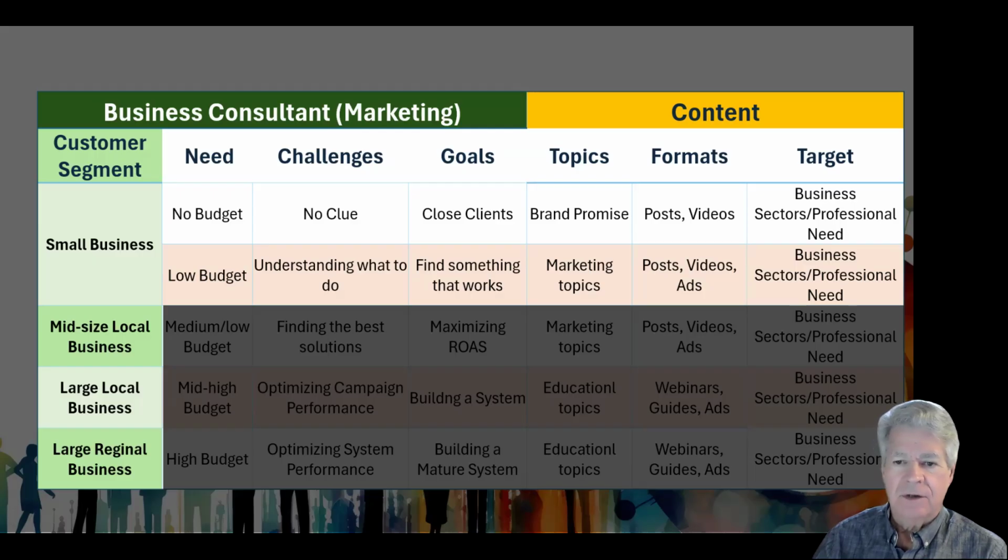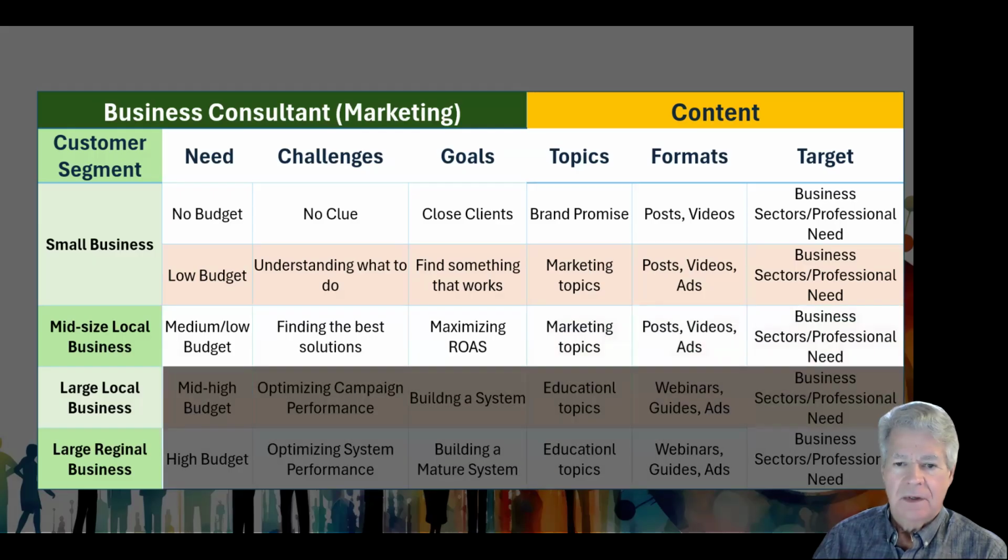The second line is also for small businesses, but they have at least some money to spend. They have some clue about how to market their business, but don't understand the details. Their goal is to find something that works so they can generate leads. The topics are marketing topics, but they should be more detailed, providing useful how-to advice on many of the best practices in marketing. The format should be the same, but you should invest more in ads because they can bring you real leads.